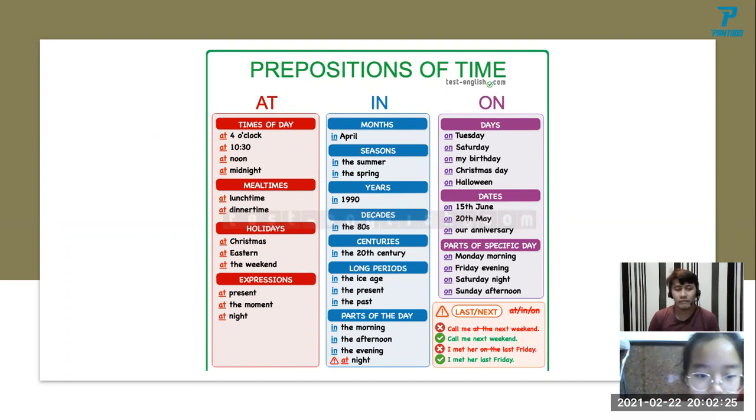At 10:30. Okay, or you also call it 10:30. Can you say it? 10:30. Okay, very good. Next. At noon. Okay. At dinner time. At midday. Okay, at midnight. Very good. Now, can you read the next part?